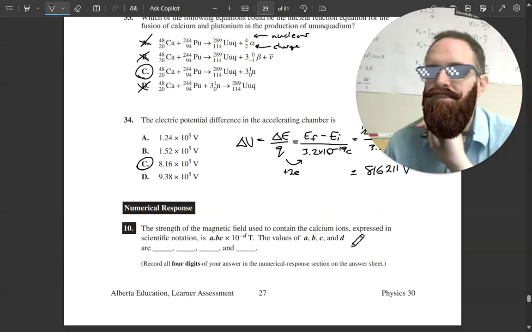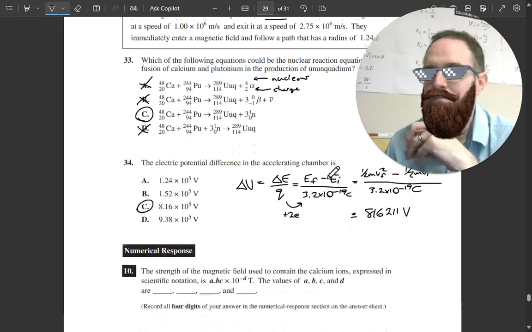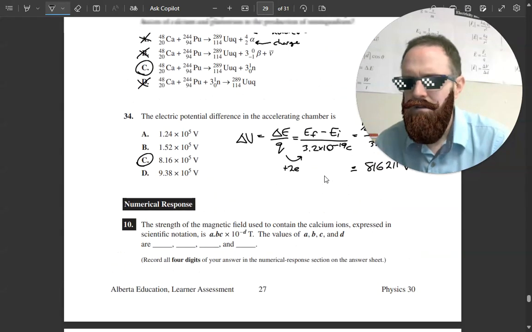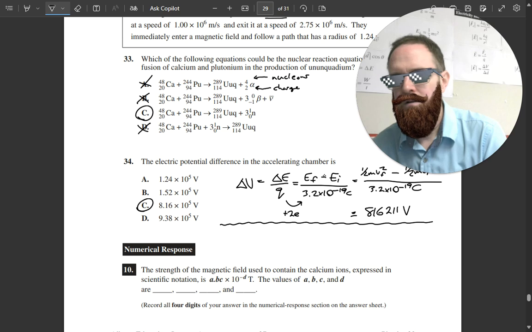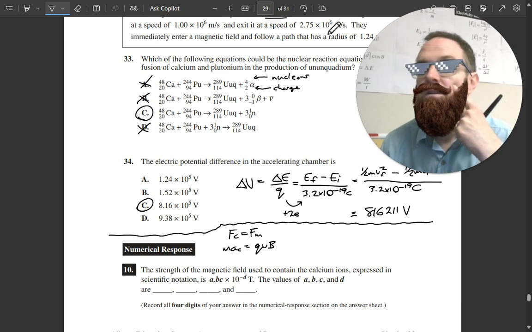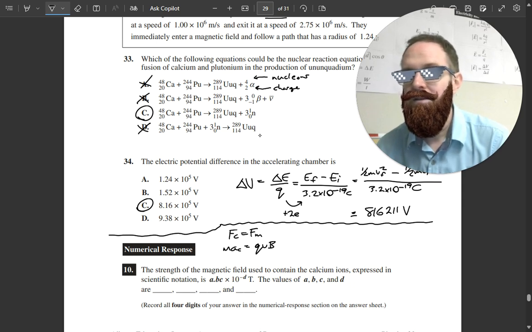Cool. All right. Magnetic strength to contain. This one goes in this little radius here. We're trying to find B. What causes the radius is going to be a magnetic field, so I have to write my work up here. Okay, so here I have Fc equal to Fm. Fc is equal to mass times acceleration, and Fm is qvB. It has an exit speed, so I have a speed here, and I have a radius. I'm trying to find B.